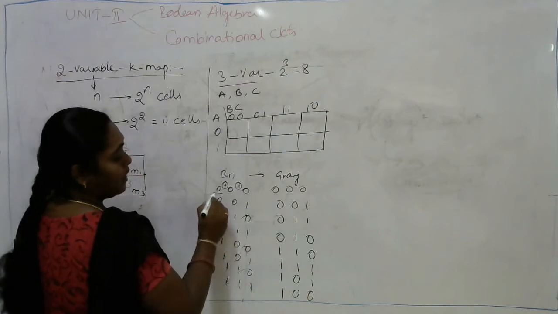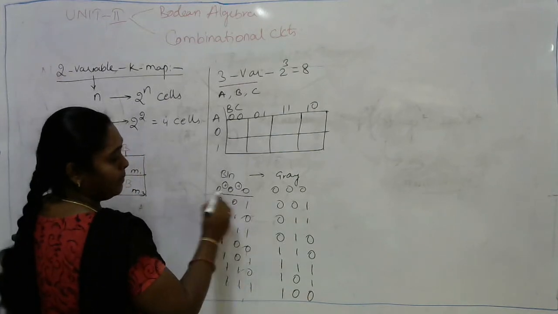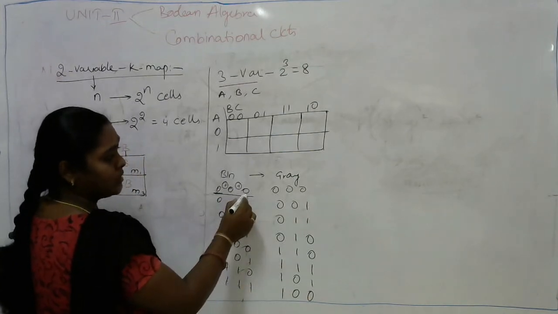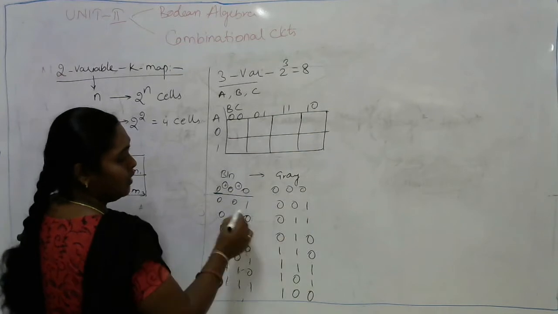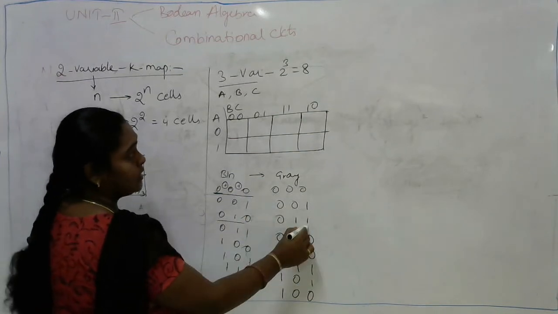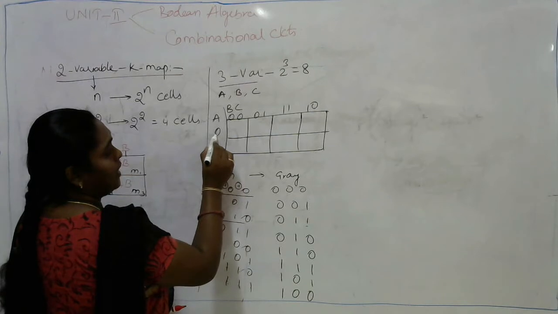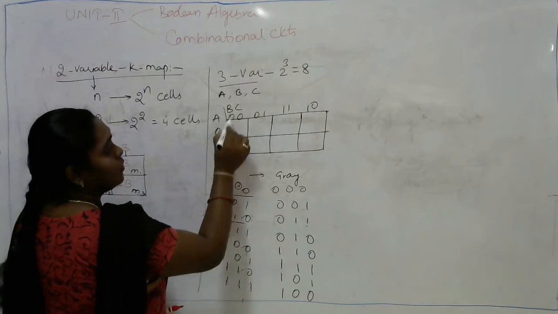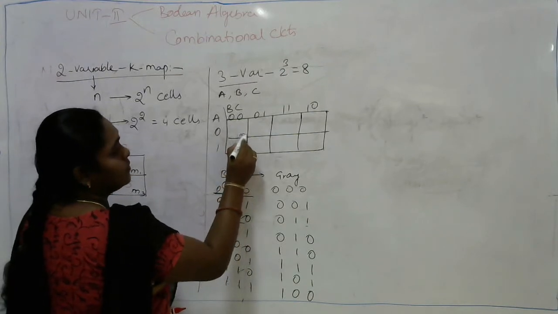So for the binary equivalent 0, the gray code is also 0. For 1, the gray code is 1. But for 2, the gray code is 3. That is the reason, if you observe here, 0 0 0 is M0.